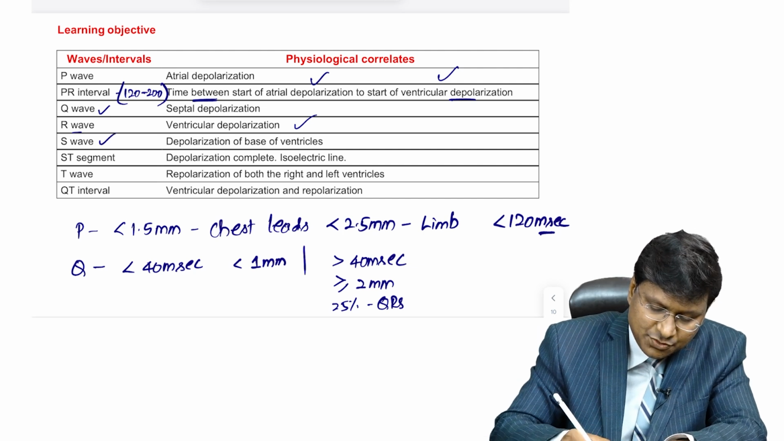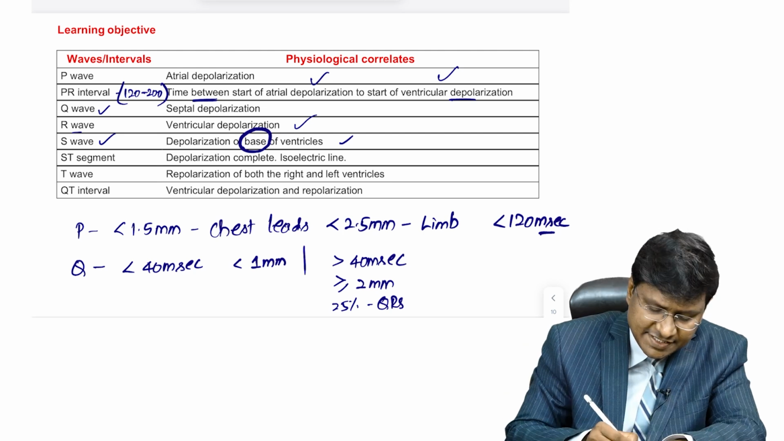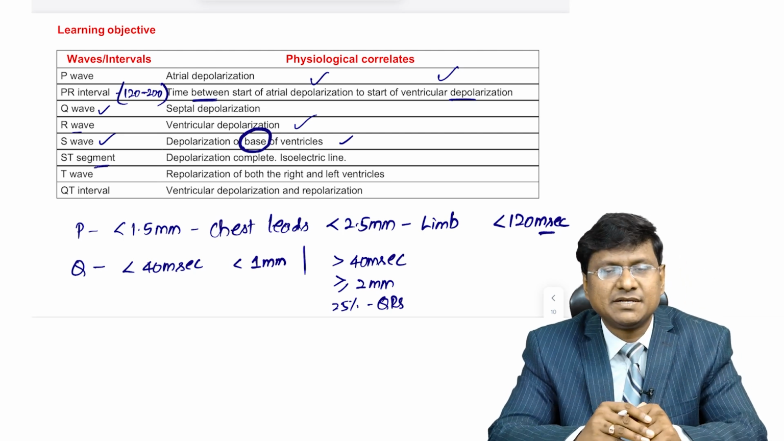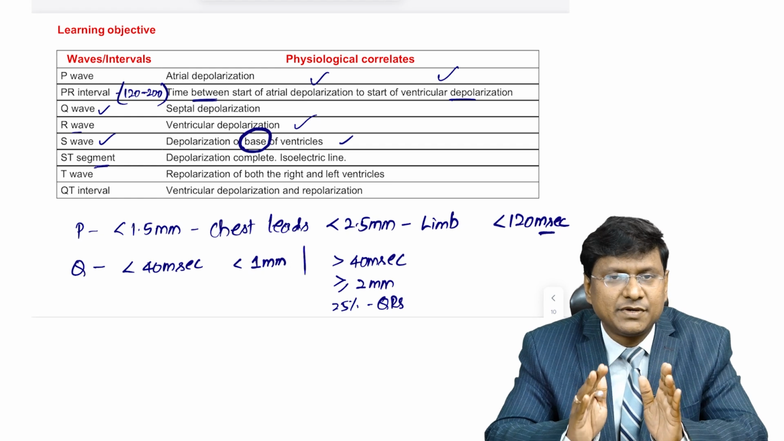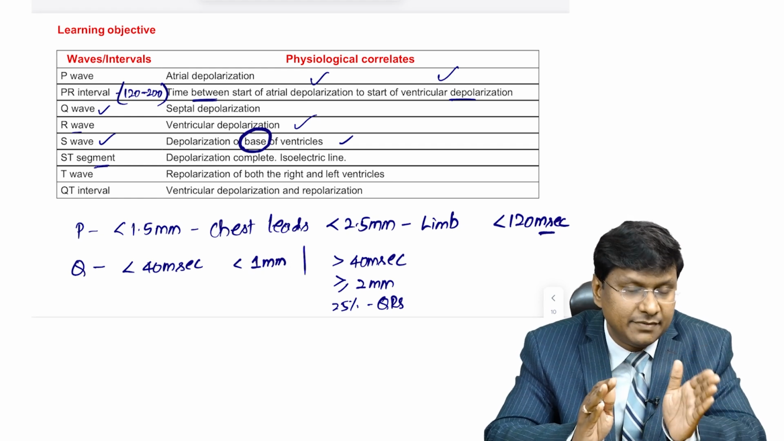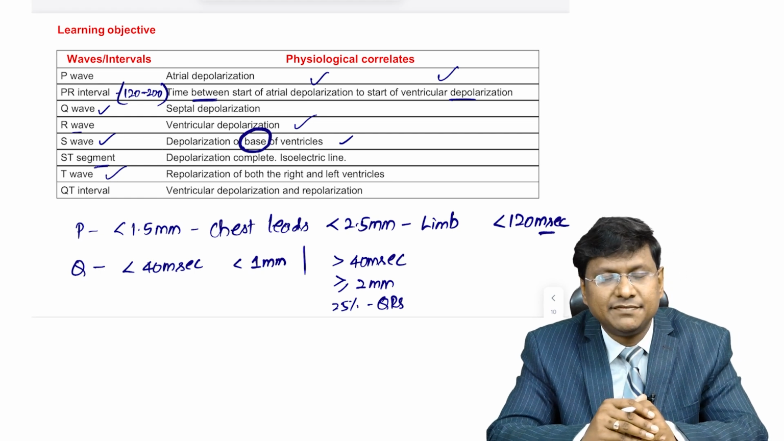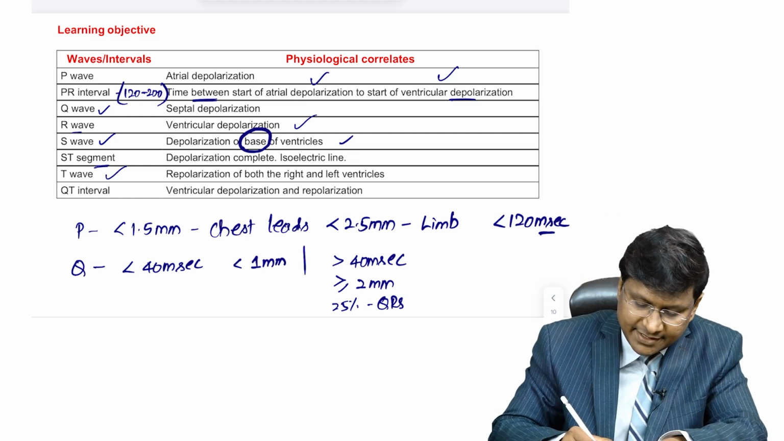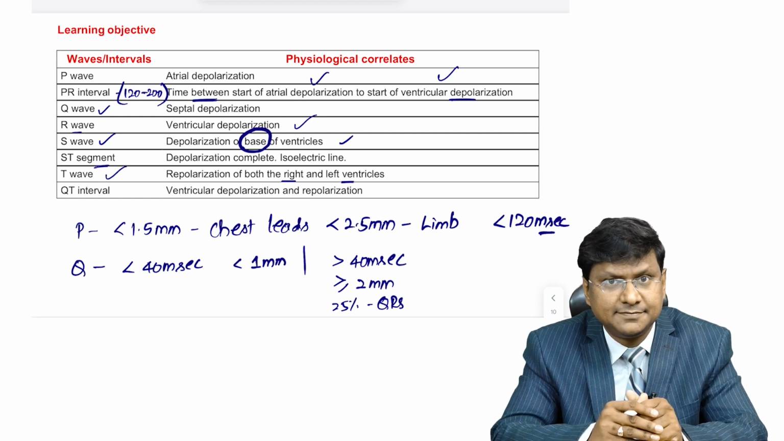Then you take the R wave, which represents ventricular wall depolarization and is a positive wave. The S wave represents the depolarization of the base of the ventricle, which is a negative wave. The ST segment is an isoelectric baseline, and it lies between ventricular depolarization and ventricular repolarization. Then coming to the T wave, it represents the repolarization of both the right and the left ventricle.